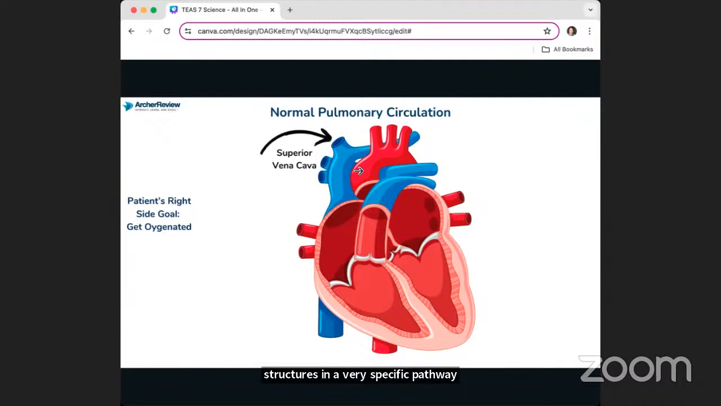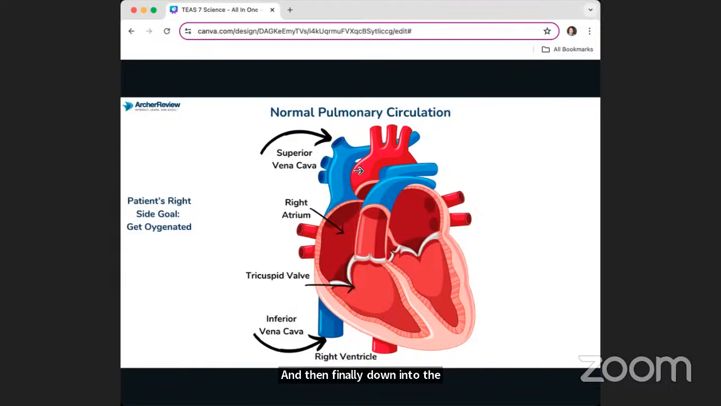First, blood enters through two different vena cavas, major veins here. After it goes through the vena cava, it dumps into the right atrium, that upper right chamber of the heart. The blood then flows through a valve on the right side of our patient. That is the tricuspid valve. And then finally down into the right ventricle.